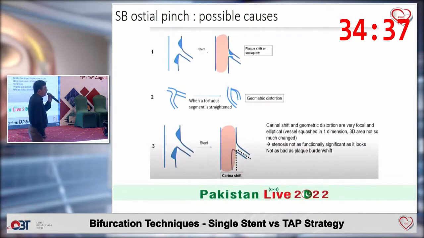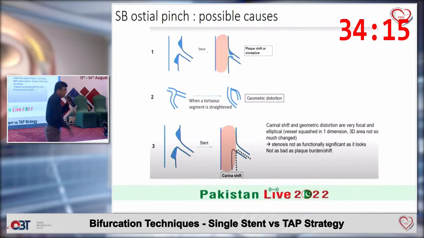So why, at times, do we see that the side branch has gone down, there's ostial pinch, and at times the FFR is negative, and at times the patient does well in studies? It's because mostly it is the Carina shift. For example, it's always said, you size the balloon to the distal artery, to the distal main branch. It's not always, you size to the distal branch, the pre-dilatation balloon.